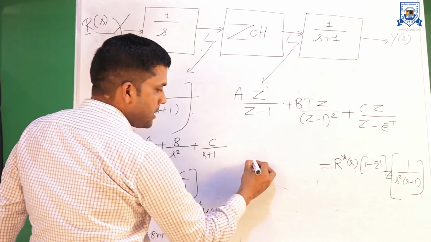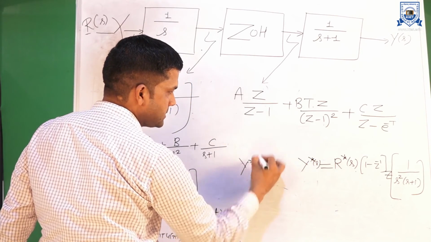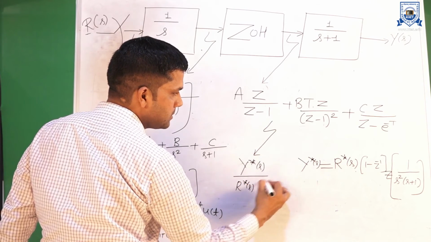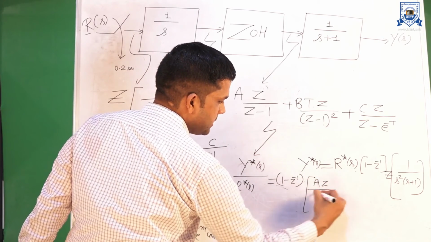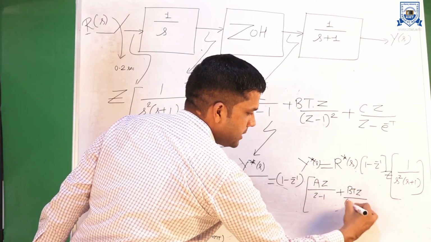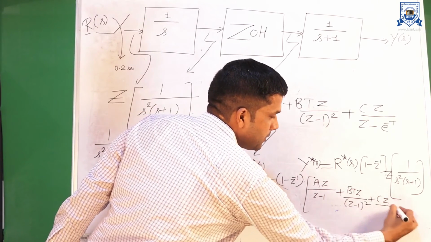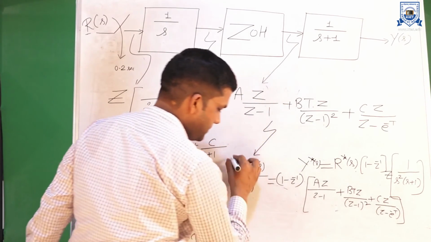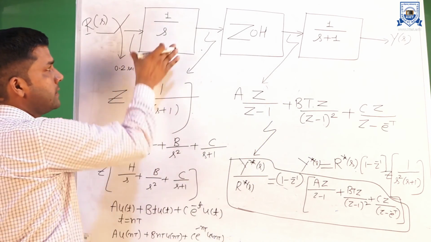So Y star(s), this is Y star(s). So Y star(s) upon R star(s) is equal to 1 minus z inverse into a z upon z minus 1 plus b T z upon z minus 1 whole square plus c z upon z minus e to the power minus T. And this is the transfer function of the given control system.